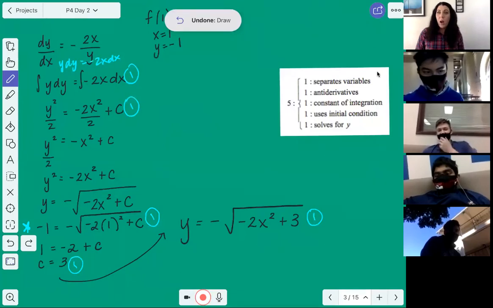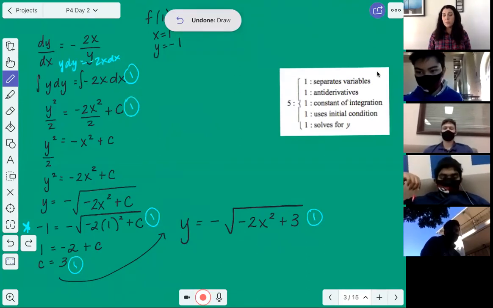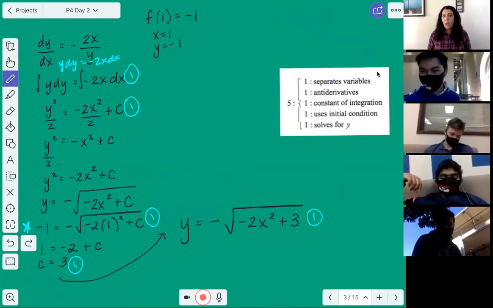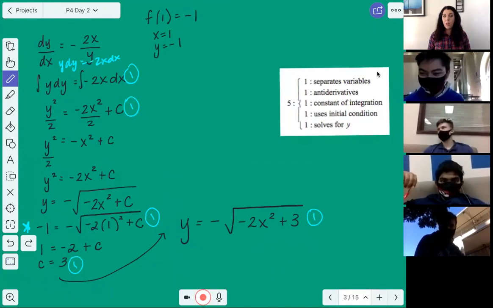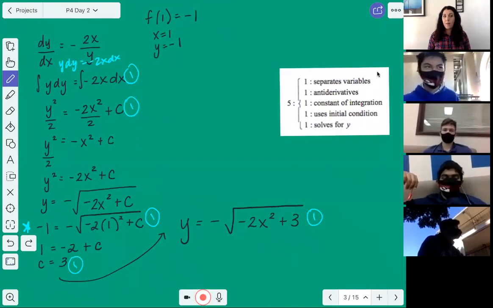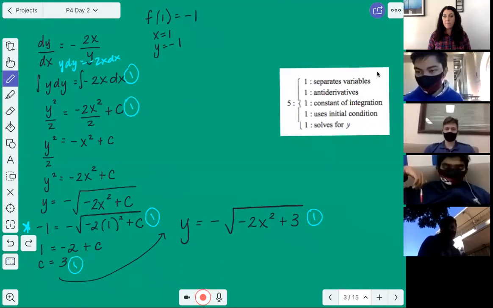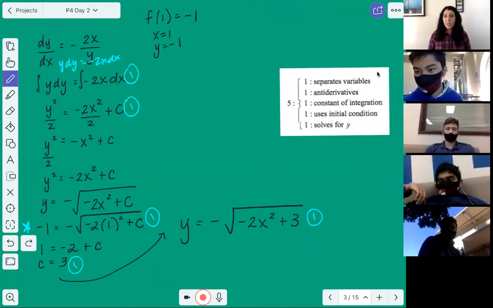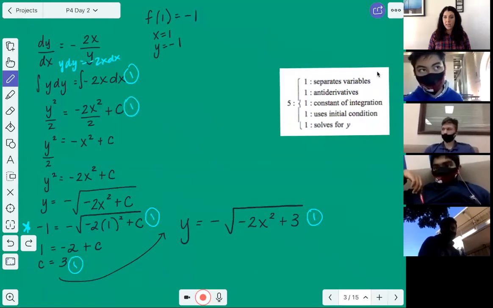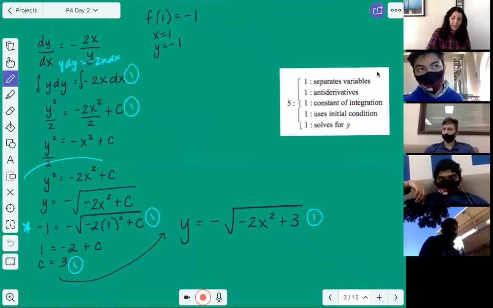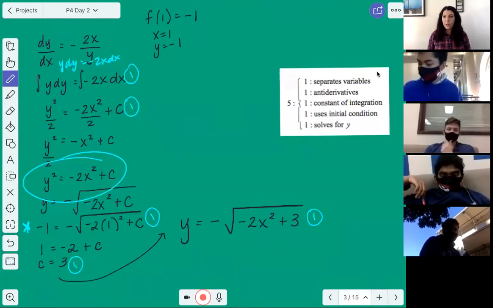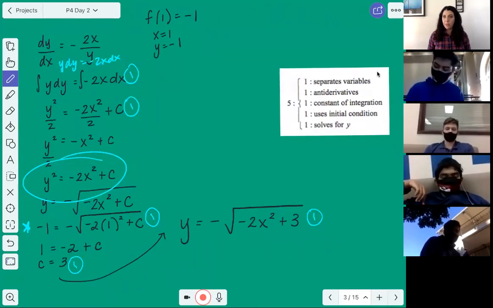Good question. Other questions? Couldn't we just plug in x equals 1, y equals 1, just where y squared equals -2x squared plus c, instead of having to do the square root of it? So my suggestion there, Samson, is no, I want to see y isolated, because if you plugged it in here, you don't have any information about why the square root is negative.